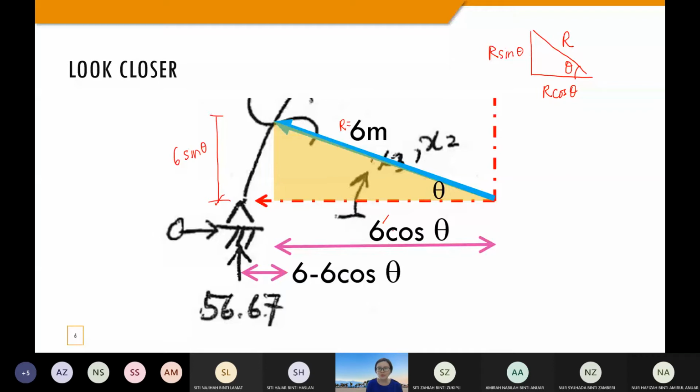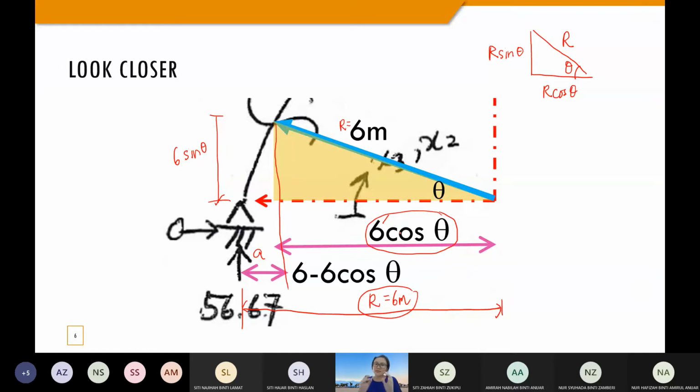But we don't want to get this 6 cos theta. We want to get this A, because I want to know from this 56.67 up to this cut section, what is this A value? You need to know that this is a circle. So whenever you touch the circle, measured from the central point, this will be the R value. The R value is equal to 6 meter now. So therefore this A must be this 6 meter minus this 6 cos theta.